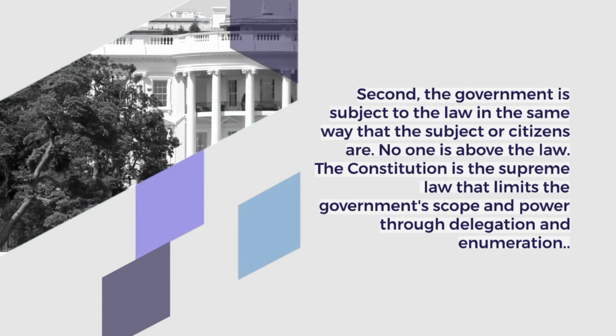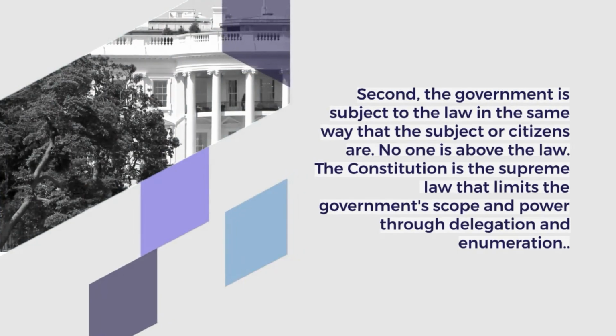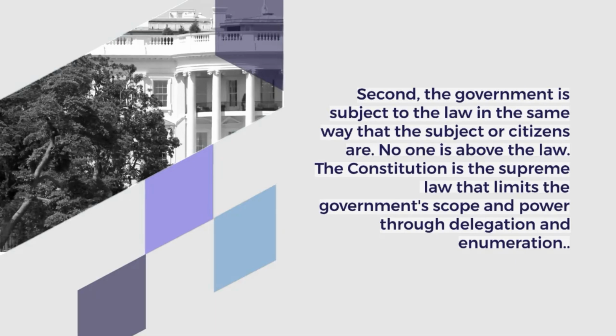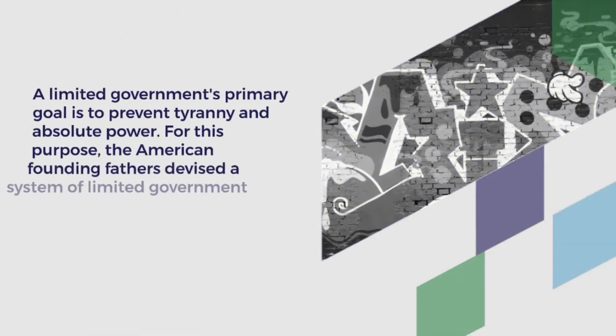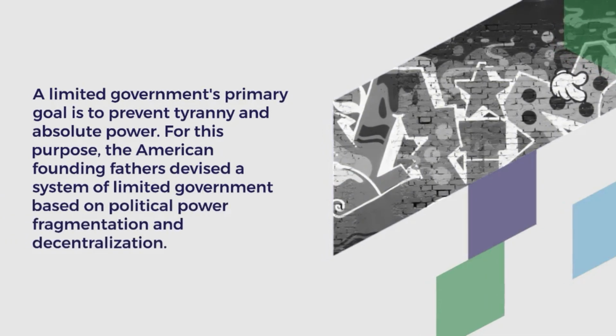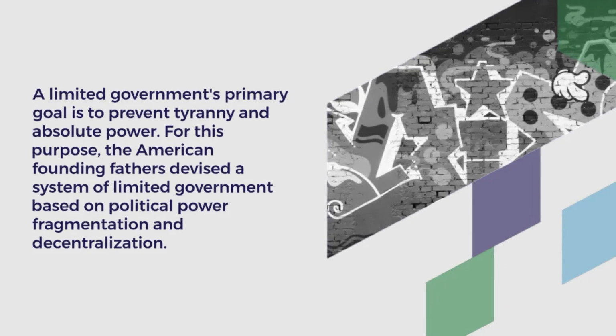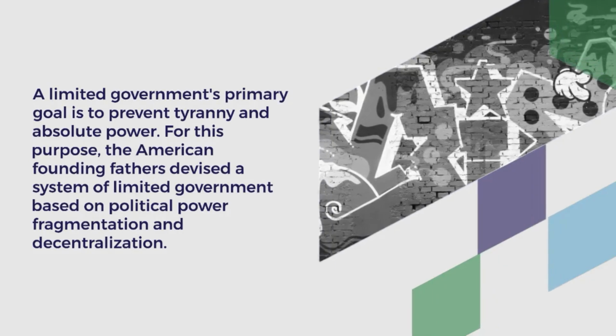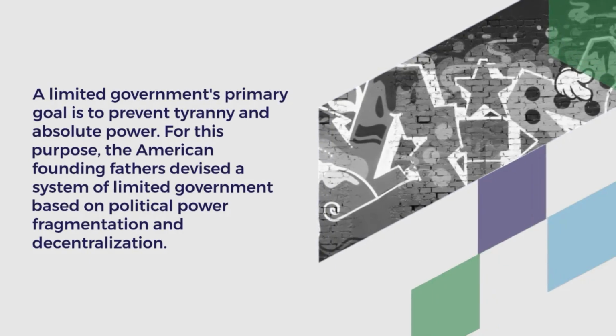The Constitution is the supreme law that limits the government's scope and power through delegation and enumeration. The limited government's primary goal is to prevent tyranny and absolute power. For this purpose, the American founding fathers devised a system of limited government based on political power fragmentation and decentralization.